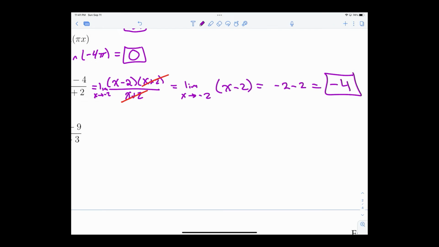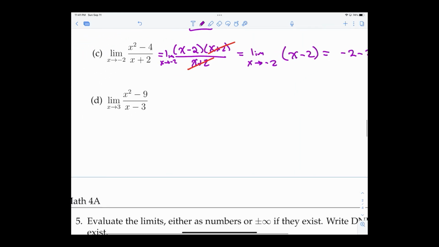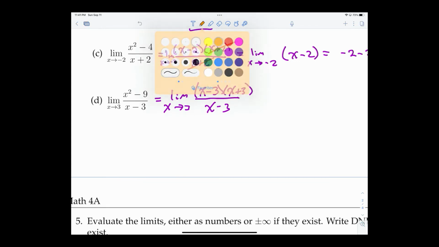So, that's more work than the previous ones, but it's still not complicated. And this bottom one is the exact same problem, just to make sure you understood what was going on. So, limit as x goes to 3, factor the top, x minus 3, x plus 3, cancel, cancel, cancel, cancel.